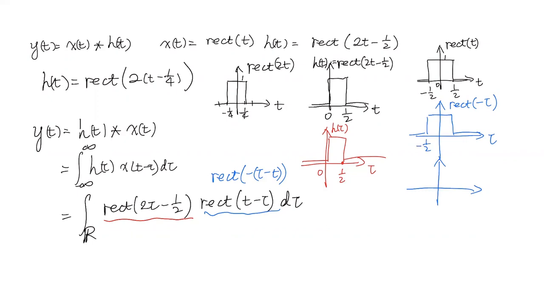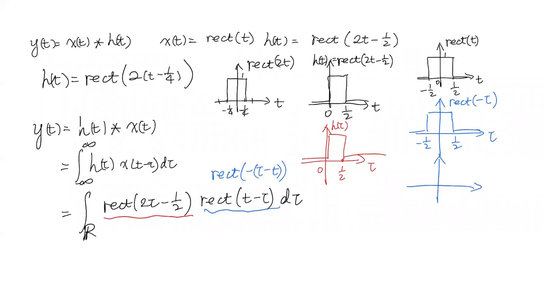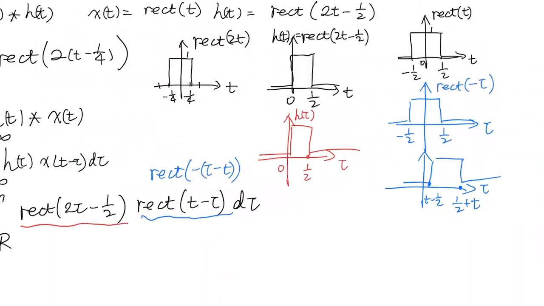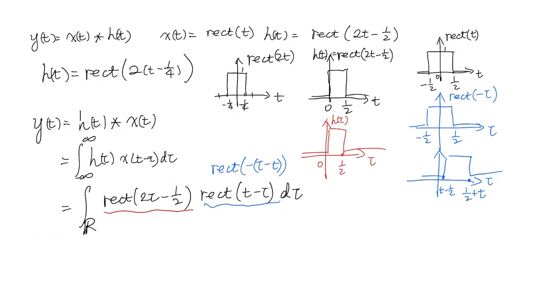Previously it was negative half, now positive half. We move this point to the right, so this point becomes half plus t. The horizontal axis is tau, and here this point will become negative half plus t, so just t minus half. So that is easier to think about. Now, this is our finally required version.